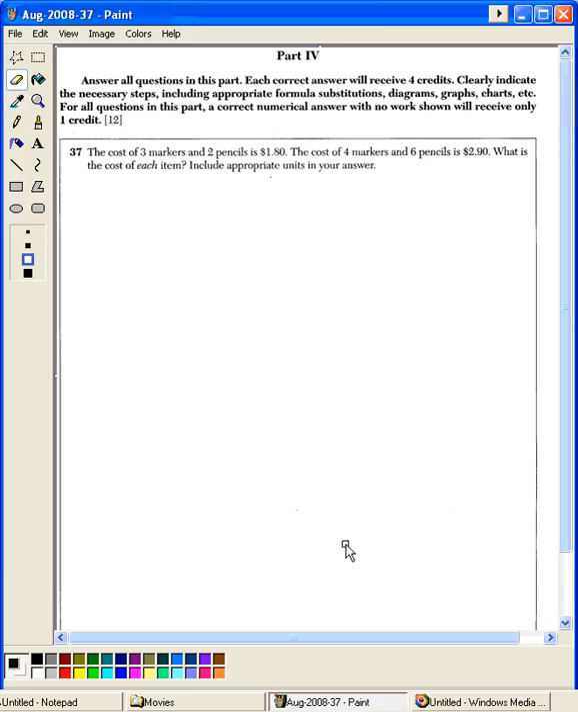August 2008, number 37. The question is, the cost of 3 markers and 2 pens is $1.80. The cost of 4 markers and 6 pencils is $2.90. What is the cost of each item? Include the appropriate units in your answer. Please pause the movie long enough to calculate your own answer, and then join me for the result.